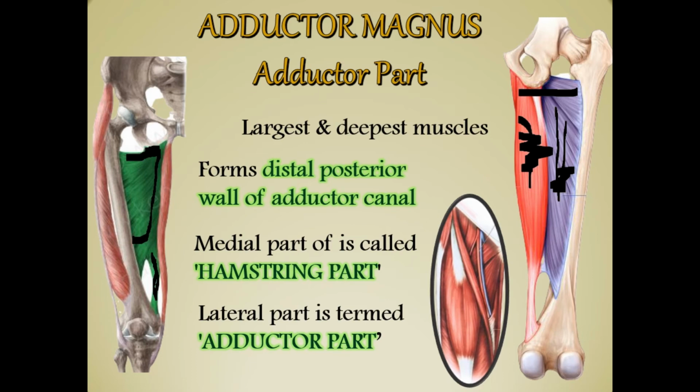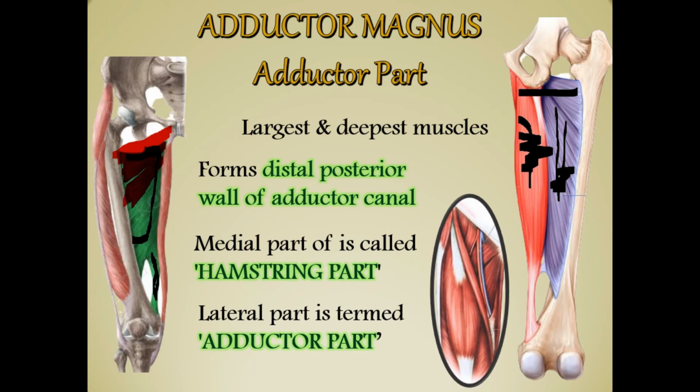Starting from above is the pectineus muscle. First here will be the pectineus muscle, and then the adductor brevis muscle over here, and then inferiorly it will be the adductor longus muscle. So these three muscles overlap the upper part of the adductor part of the adductor magnus muscle.